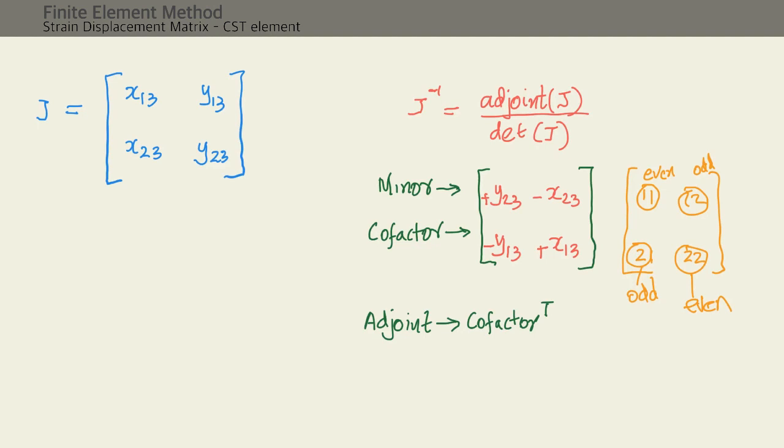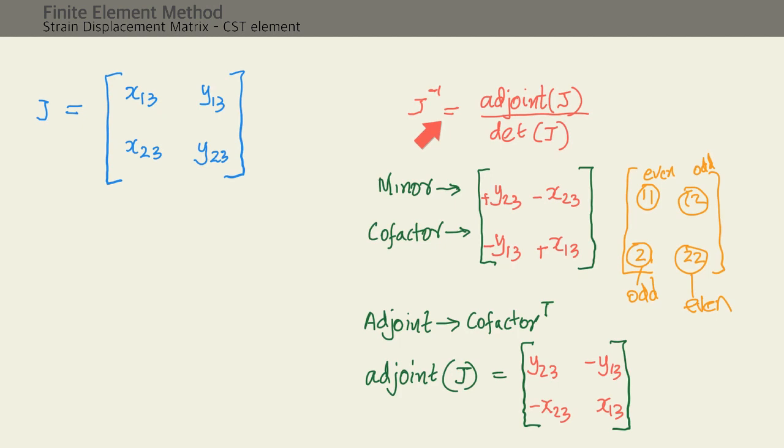Now to get the adjoint, you take the cofactor matrix and take the transpose of that. So the adjoint of the matrix is the cofactor transpose. You take the first column and write it as a row here, and take the second column and write it as the second row. Now you got this part.